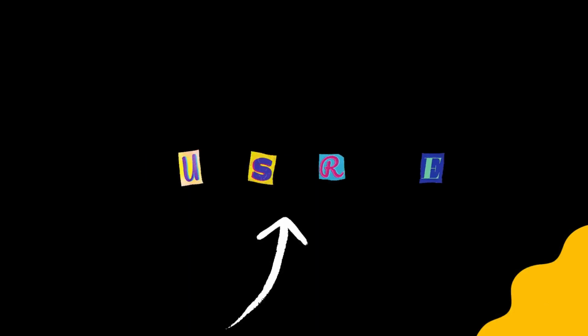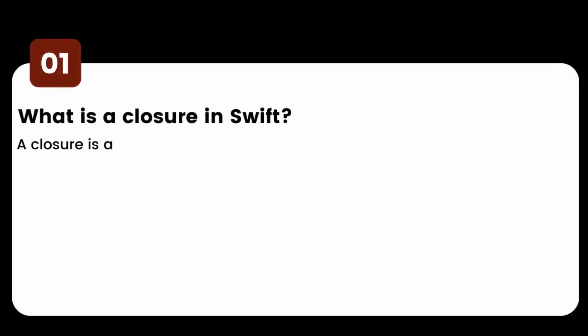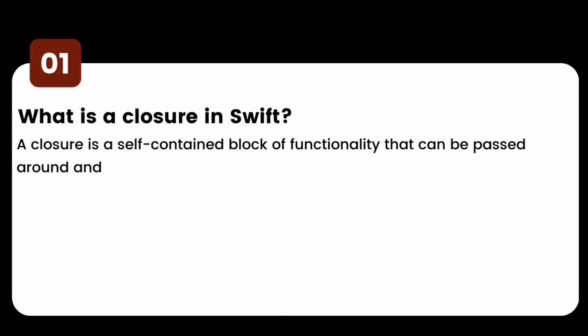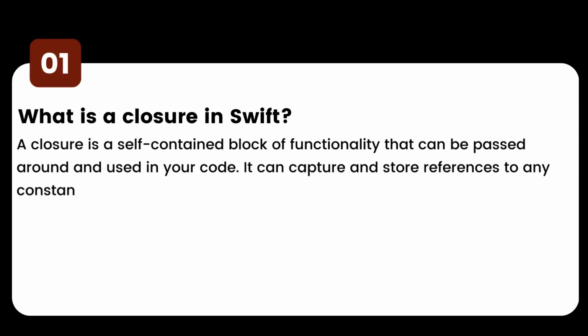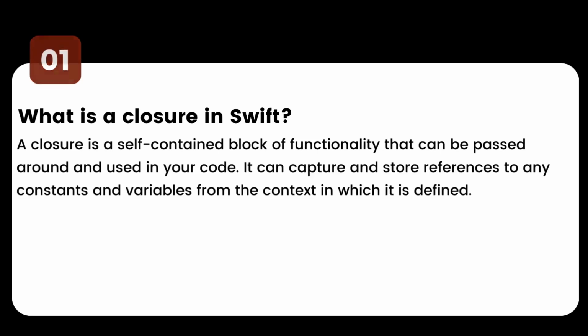So, let's get started. Question 1. What is a closure in Swift? A closure is a self-contained block of functionality that can be passed around and used in your code. It can capture and store references to any constants and variables from the context in which it is defined.